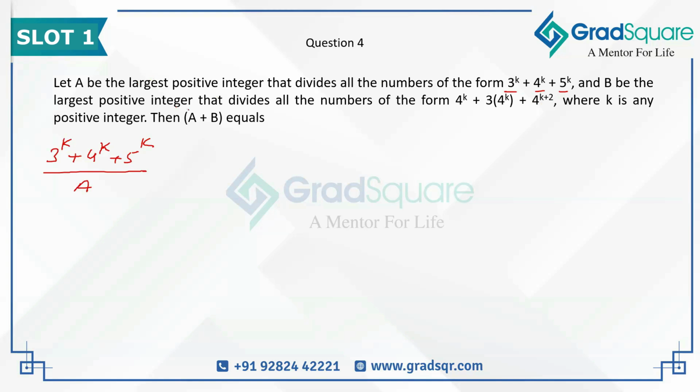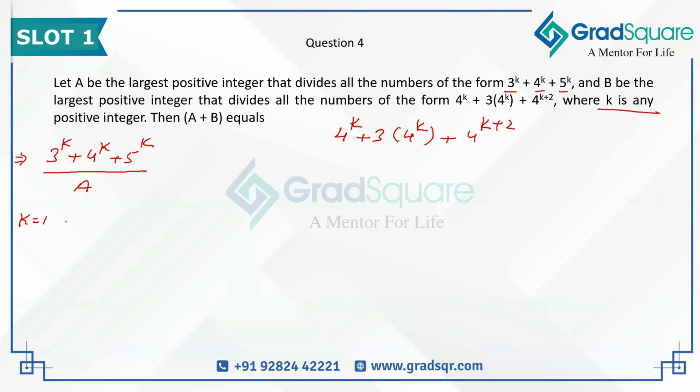And B be the largest positive integer that divides all the numbers of the format 4^k + 3 times 4^k + 4^(k+2), where k is any positive integer. They very clearly specified that k is a positive integer. So let me start by looking at what my numerator is coming out to be when k becomes a positive integer. It's easy for me to put k equals 1 and k equals 2 and check the first few numbers.